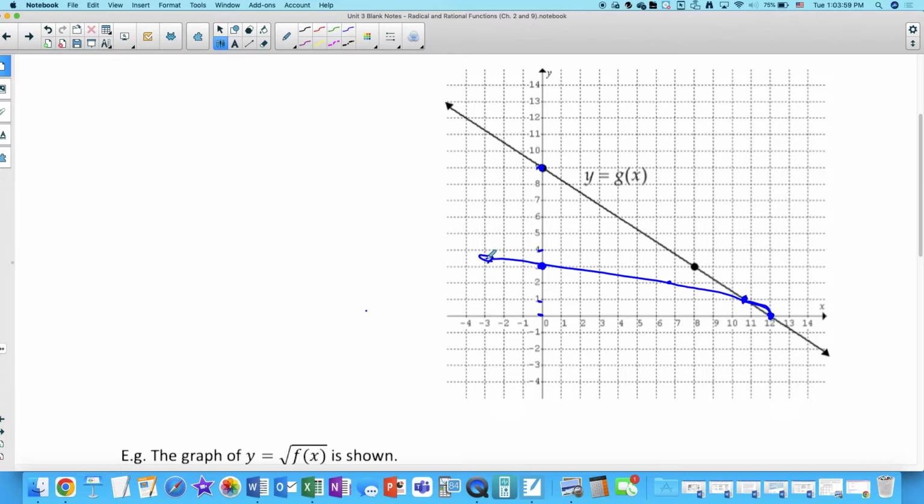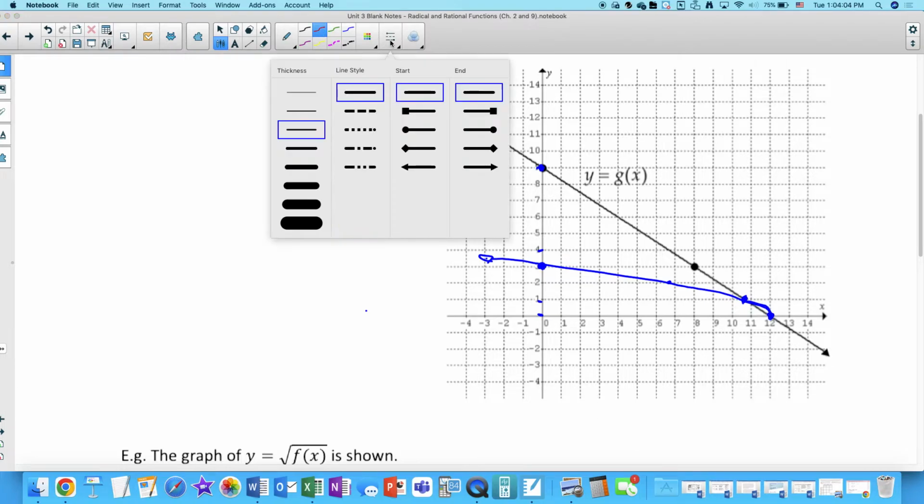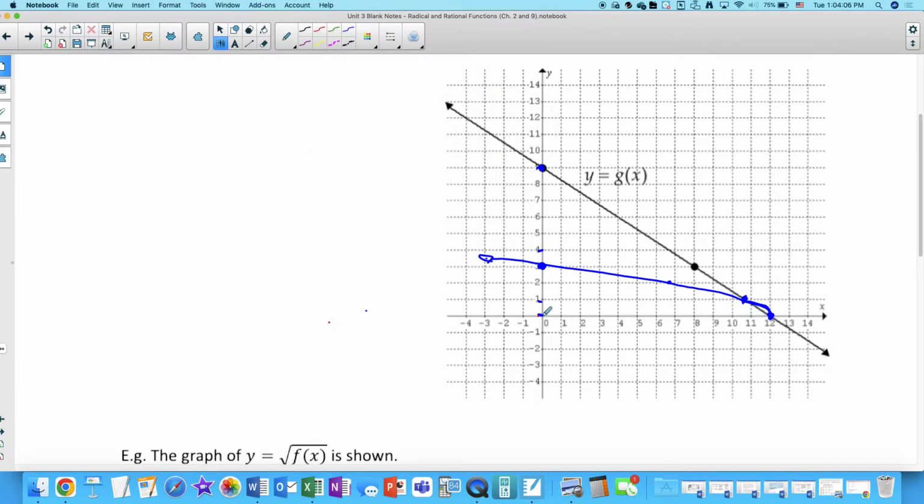Okay, so again, what I did, I think I used the color blue too much, so I'll do it in red, is I looked to the y values that are perfect squares. Right? So square root of 9 is 3. That's where that point came from. Square root of 4 is 2. That's where that point came from. Square root of 1 is 1. Square root of 0 is 0.